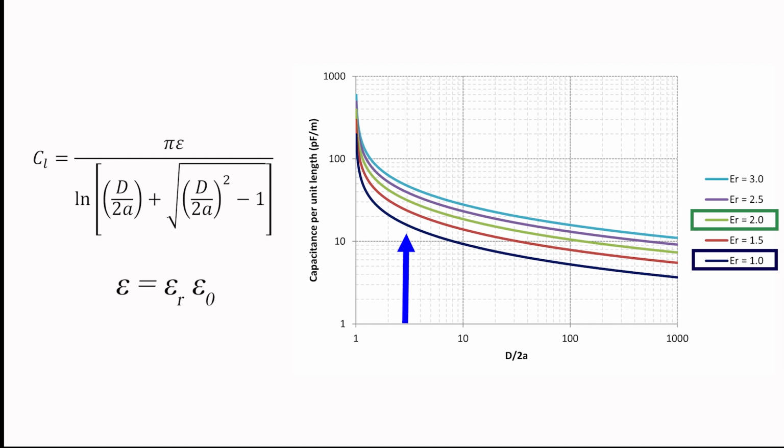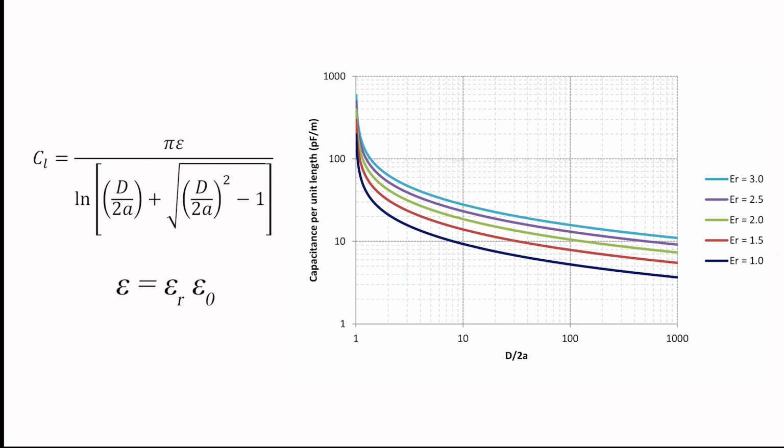Thus, to first order, I'd estimate the capacitance to be somewhere between these two curves, which is right around 20 picofarads per meter. Our wire samples were 1 meter long, so the total estimated capacitance was 20 picofarads. So now you know where that number came from for the estimated capacitance between the wires.